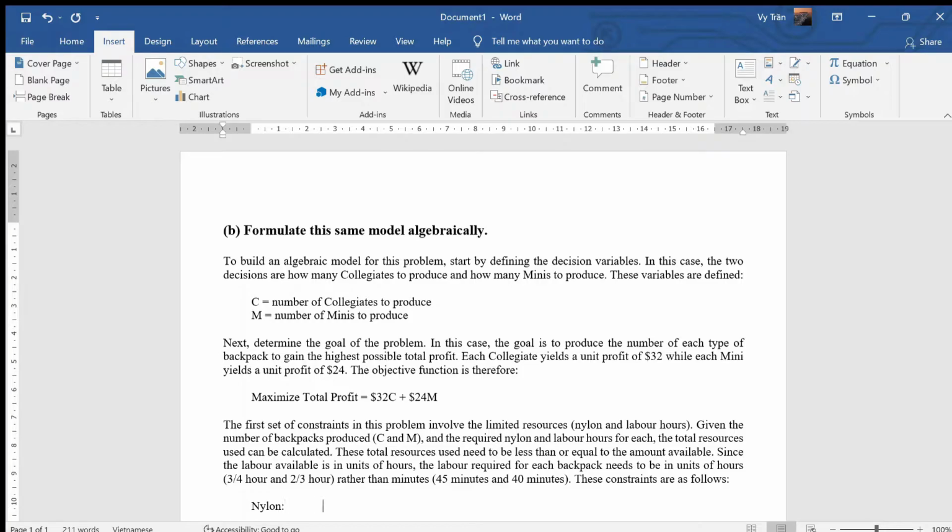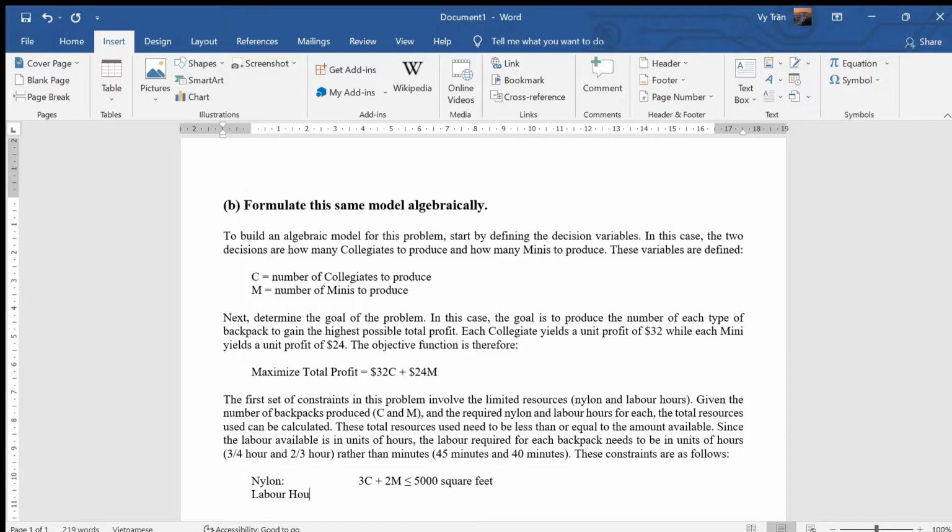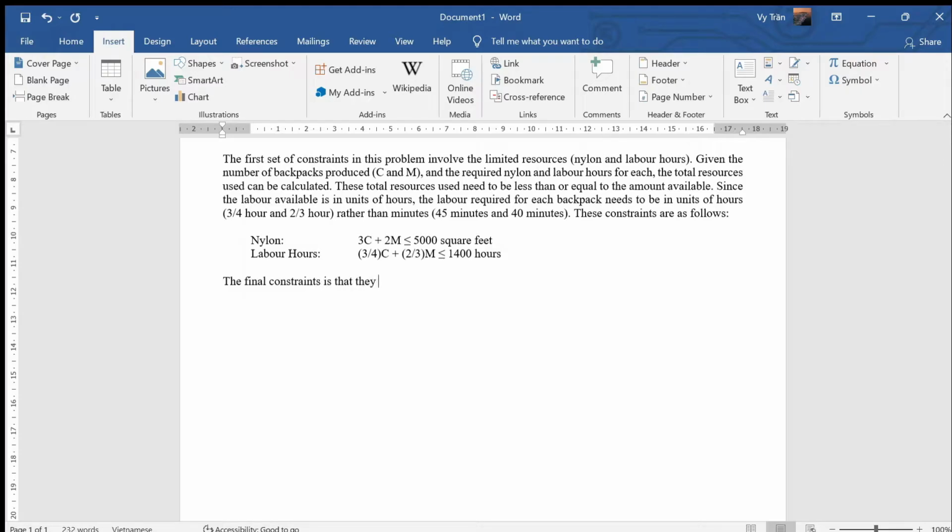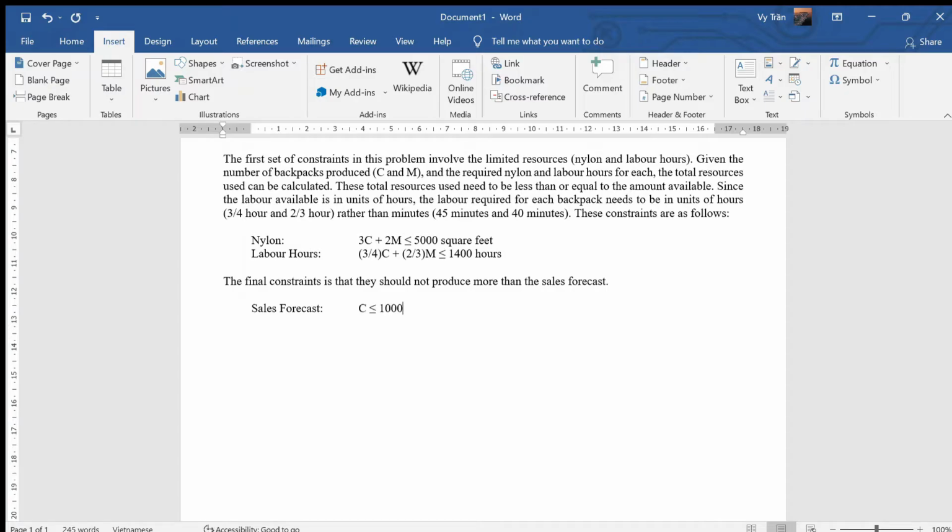For the nylon, we have 3C plus 2M less than or equal to 5,000 square feet. For labor hours, we have 3/4C plus 2/3M less than or equal to 1,400 hours. The final constraint is that they should not produce more than the sales forecast. The sales forecast: C is less than or equal to 1,000 and M is less than or equal to 1,200. After adding the non-negativity constraints, the complete algebraic formulation is given below.